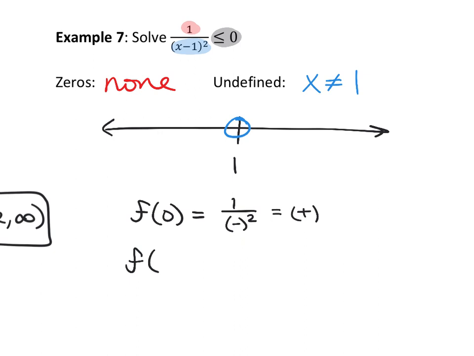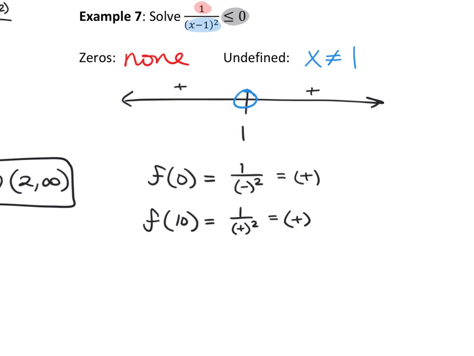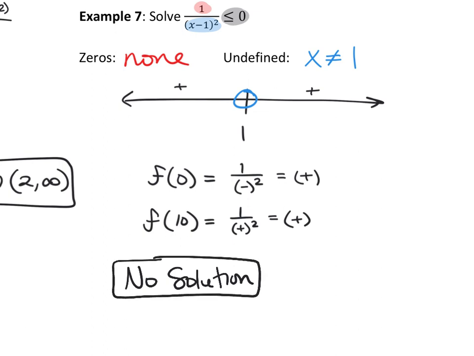If I were to plug in a number bigger than 1, I'm going to pick 10 again. That's 1 over some positive number squared, which is still positive. So how do we answer this question? I was looking for where it's less than or equal to 0. Is it ever less than 0? Is it ever equal to 0? How would you answer this? No solution.